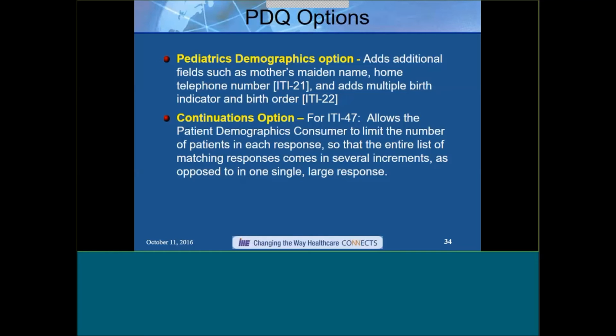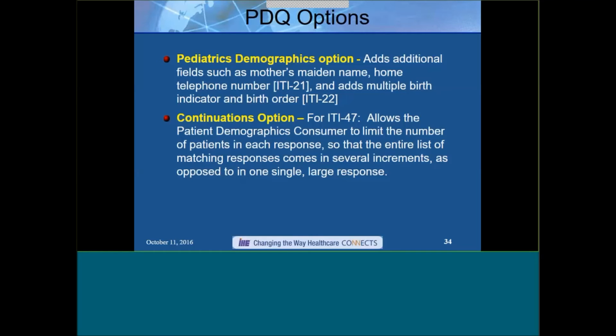It allows the patient demographics consumer to say, here's the criteria I want you to search for, and only return me 5 patients at a time. The first response comes back with 5 patients, and I display those, and my user says, nope, it's not any of those patients. The consumer can then say, give me the next 5. And the supplier will then respond with the next 5 patients, and so on and so forth. So you can request one screen at a time, if you will.